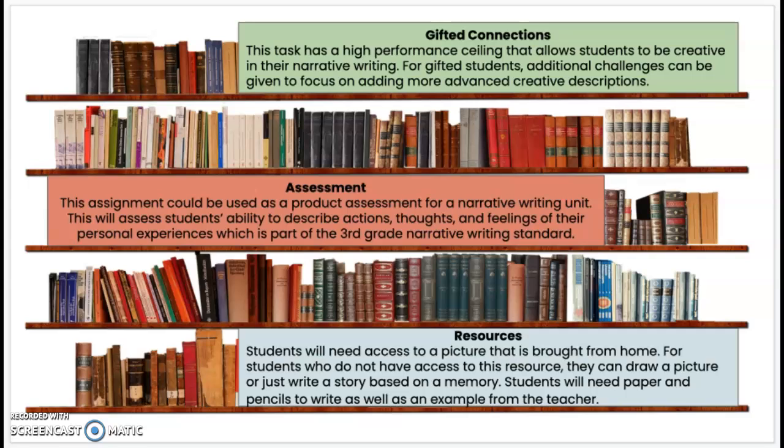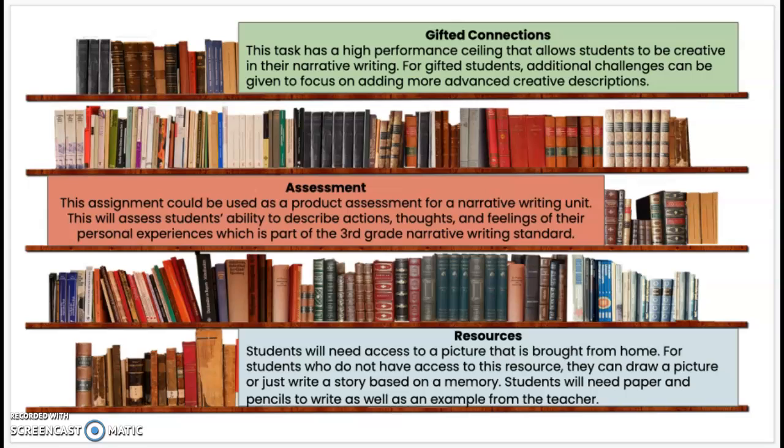So the gifted connection to this, how it can be differentiated for those gifted students, is that this task naturally has a very high performance ceiling that allows students to be creative in their narrative writing. It has this jumping point of using a picture, but it can be taken in so many different directions and maybe even turned into a more extended narrative.